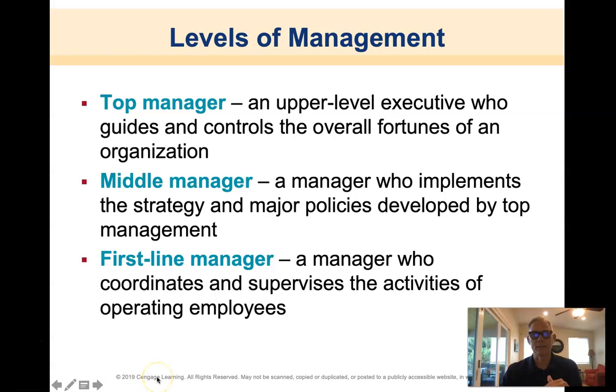Okay. Levels of management. The top management, that's an upper level executive who guides and controls the overall fortune of the organization. That's typically your CEO, CFO, the C-level people. Your middle managers, those are the people who really implement the strategy and make sure the top management's policies are developed. And then the frontline managers or the first line managers, those are the managers who basically coordinate and supervise the activities. So they're there getting people to do what they need to get done to achieve the overall company goals.